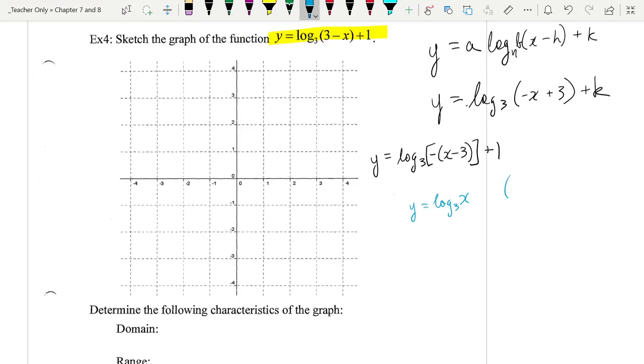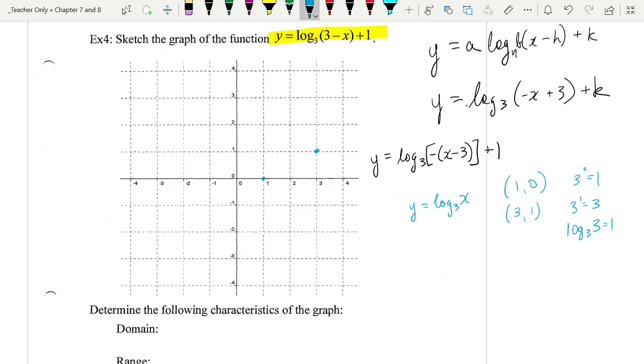I know that when x is 1, y is 0, right? Because why do I know that? Because I know that 3 to the power of 0 is 1. So I go through there, right? So there we go. And then I know that 3 to the 1 is 3. So that means that in logarithm notation, when x is 3, y is 1, right? Because log to the base 3 of 3 is 1.